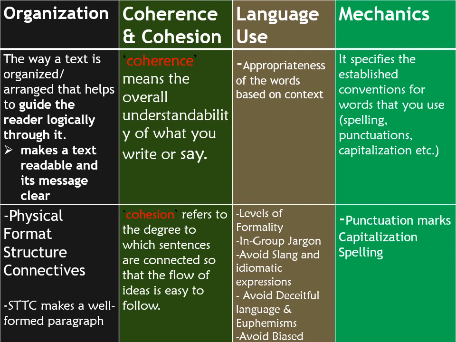Next, second property here, coherence and cohesion. Again, coherence is the overall understandability of what you write or say. Cohesion refers to the degree to which sentences are connected so that the flow of ideas is easy to follow. So, coherence, meaning level. Cohesion, grammar level. Focuses on linking of ideas.